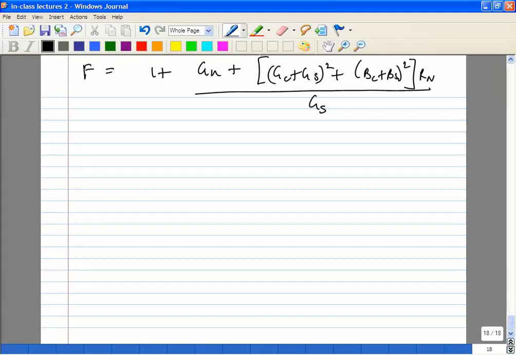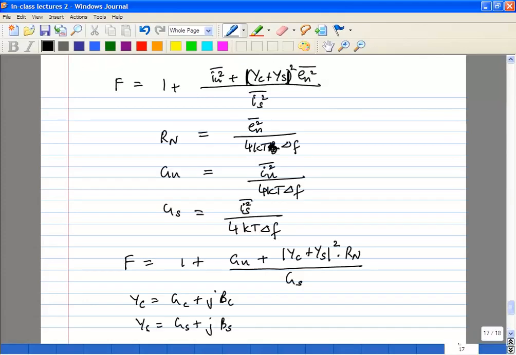Obviously Gs and Bs come from the source. It's not part of this two port. Yes, it is the same Gs. It is this Gs which produces noise for the source. The real part of the source is what produces the noise of the source, right? So it is the same Gs.